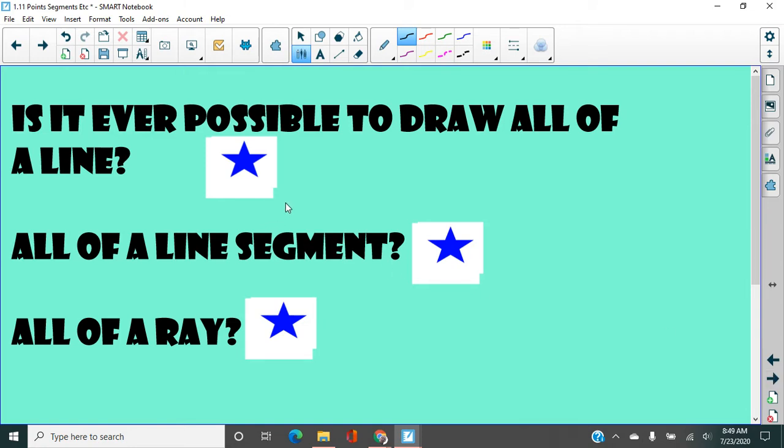All right, let's check some understanding here. Is it possible to draw all of a line? No. Why not? Because it keeps going on forever and ever. Is it possible to draw all of a line segment?